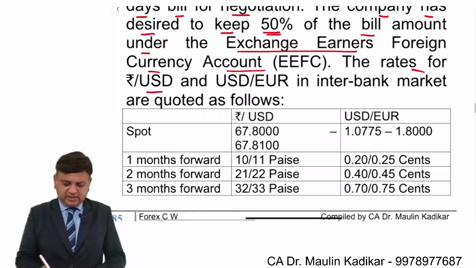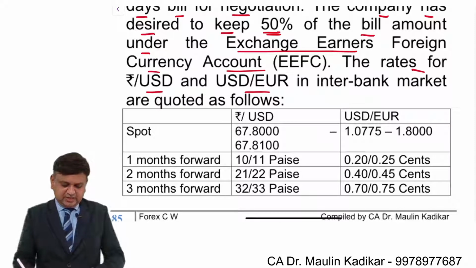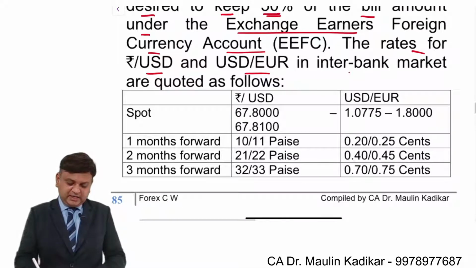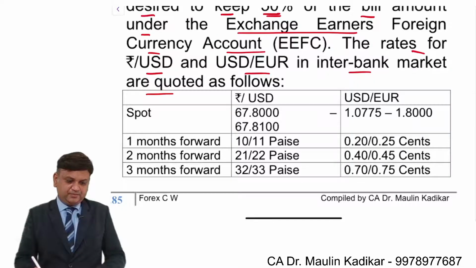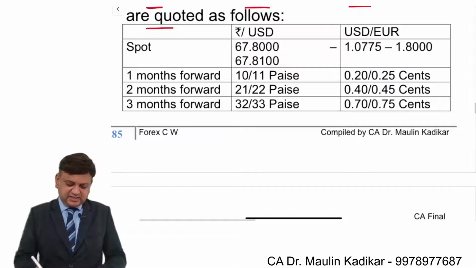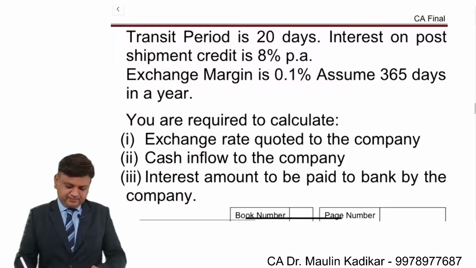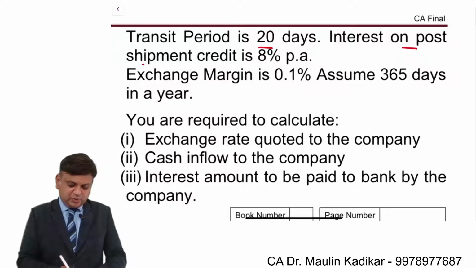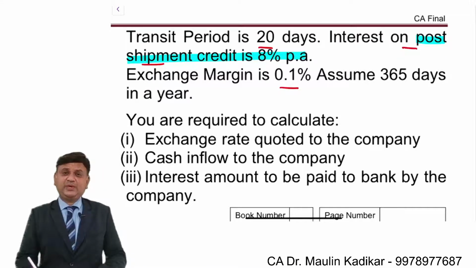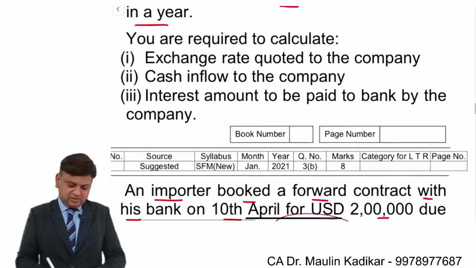The rates for rupees per dollar and dollar per euro in interbank market are quoted below. The exchange rates are given: spot, 1 month forward, 2 months forward, and 3 months forward. Transit period is 20 days. Post shipment credit interest is 8% per annum. Exchange margin is 0.1%. Assume 365 days in a year.